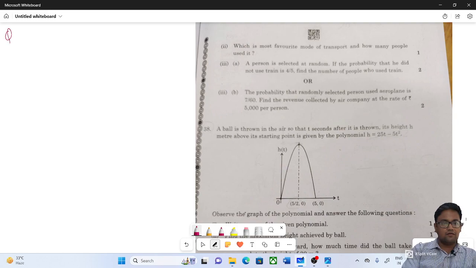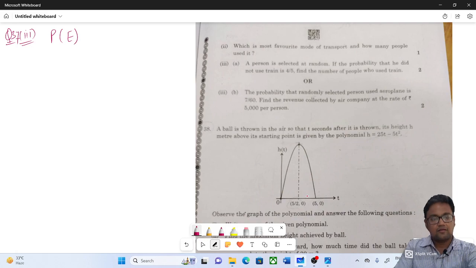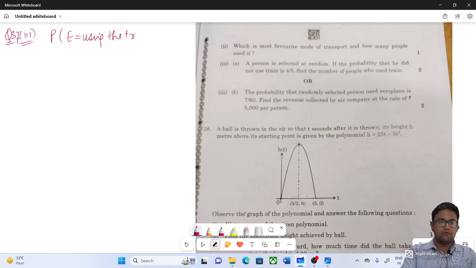Now see part 3rd. A person is selected at random. If the probability that he did not use the train is 4/5, so the probability of using the train is equal to 1 minus P(E complement). That is what we have been studying from class 8th. So the probability of using the train is 1 minus 4/5, that is 1/5.